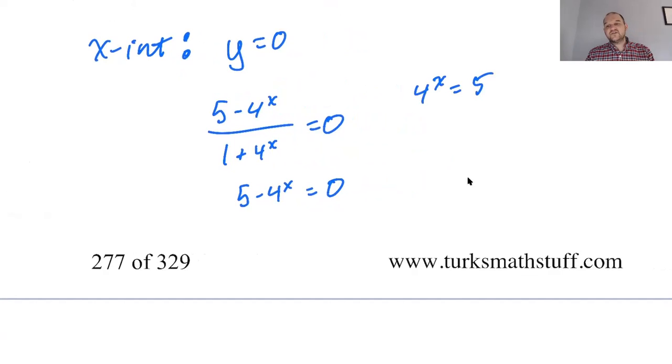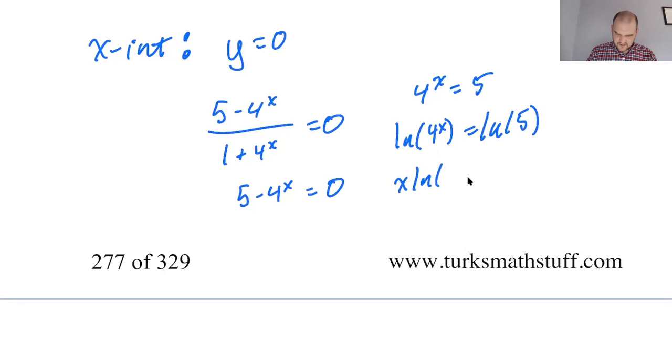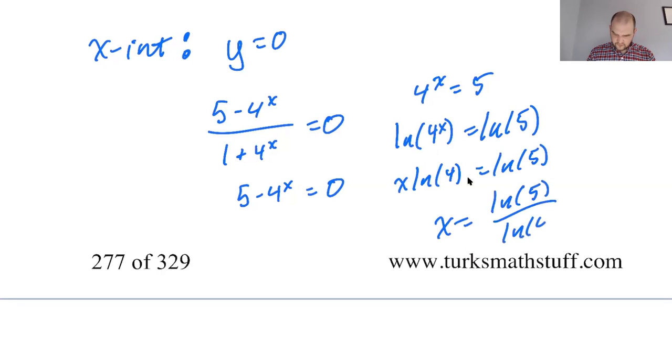All right, now what do I do? You might be inclined to use log base 4. That's not the worst thing in the world, because it'll work. But you should use natural logs. You should always use natural logs. So I'm going to say the natural log of 4 to the x is the natural log of 5. And then exponents become coefficients. And then x is the natural log of 5 divided by the natural log of 4.